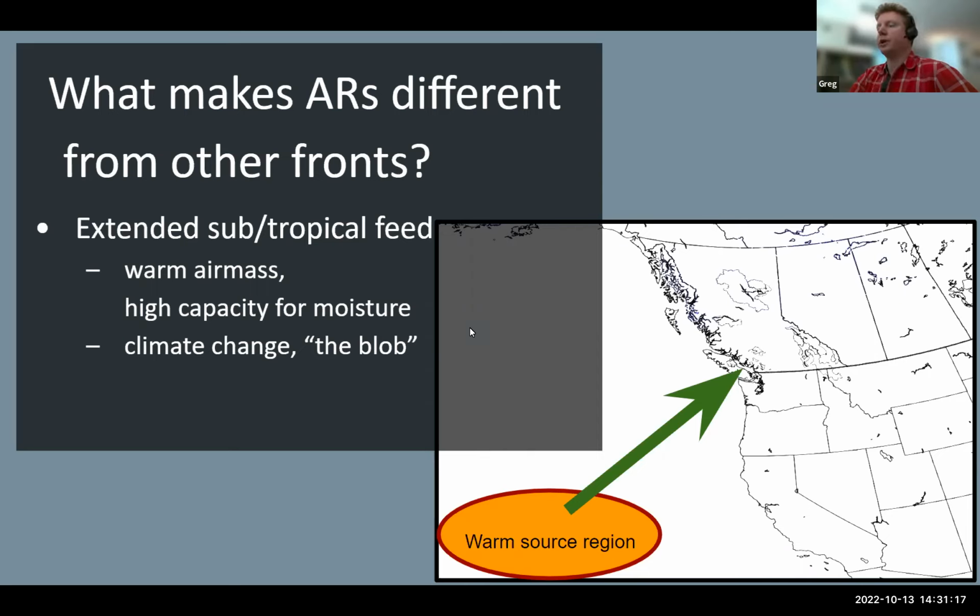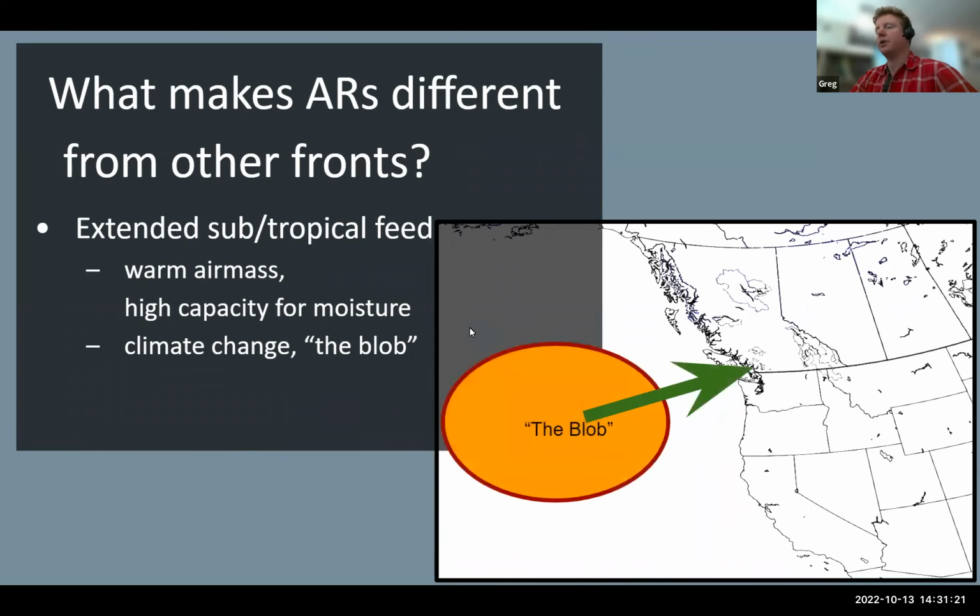One thing to think about in the context of climate change is that we saw, I don't know how many years ago now, the blob, which was this warm anomaly of sea surface temperatures off the coast. But even without the blob, just in the context of climate change, as warmer sea surface temperatures make their way northward, having that feed from the subtropics becomes a bit less important, since you can get maybe similar sea surface temperatures up into the mid latitudes.